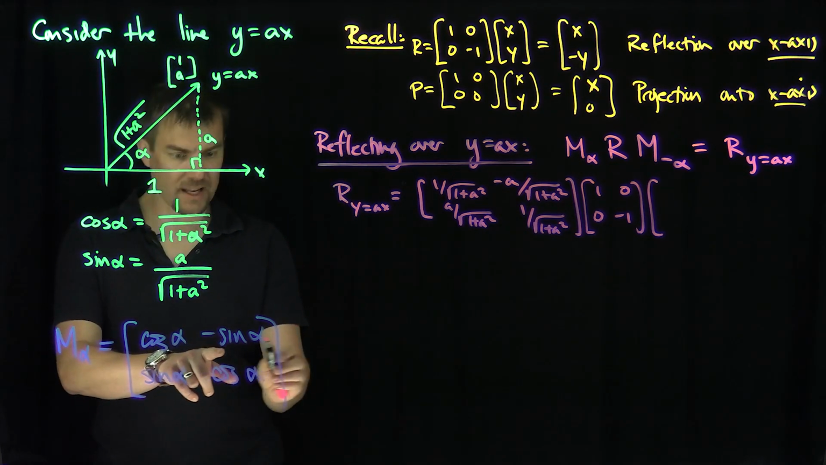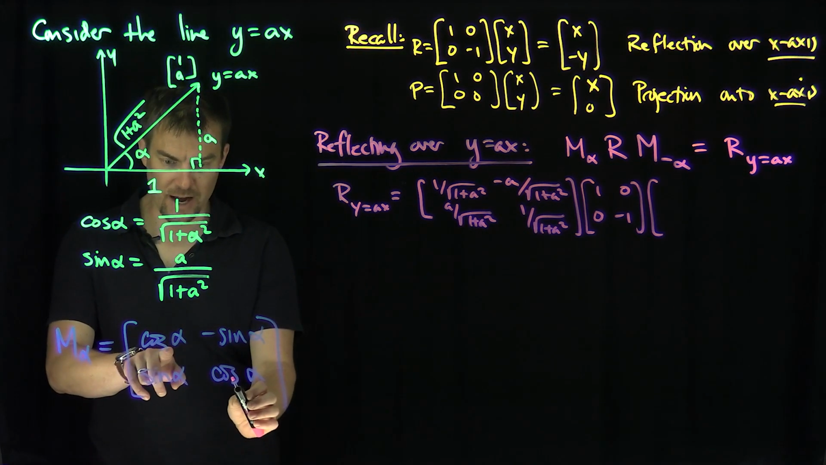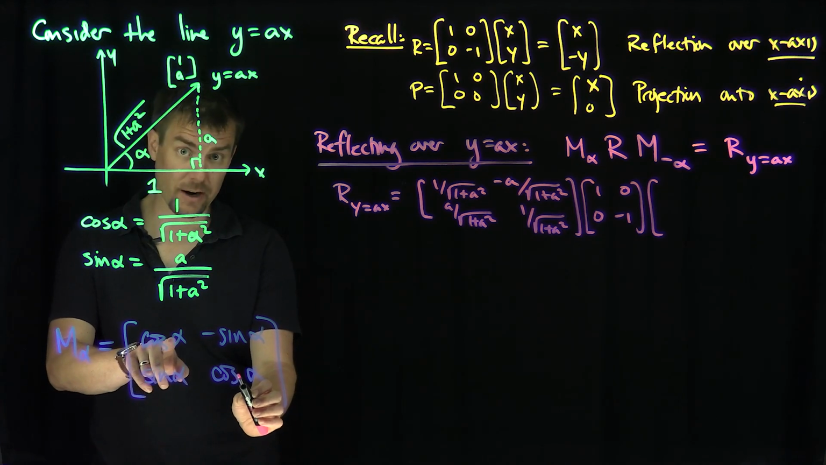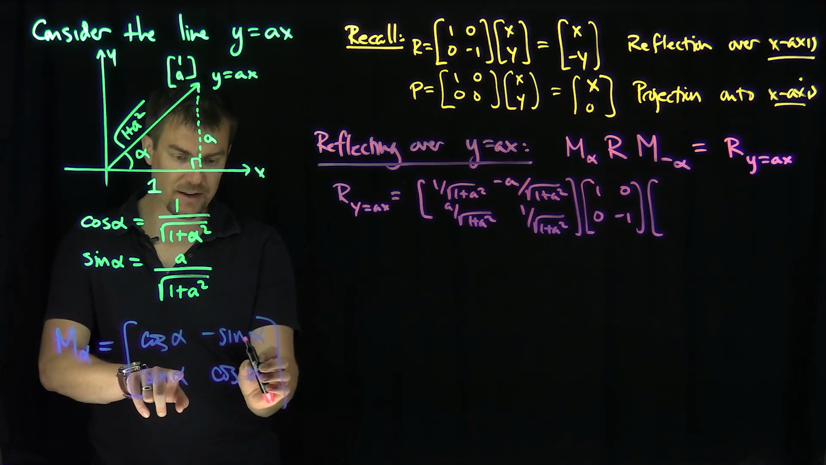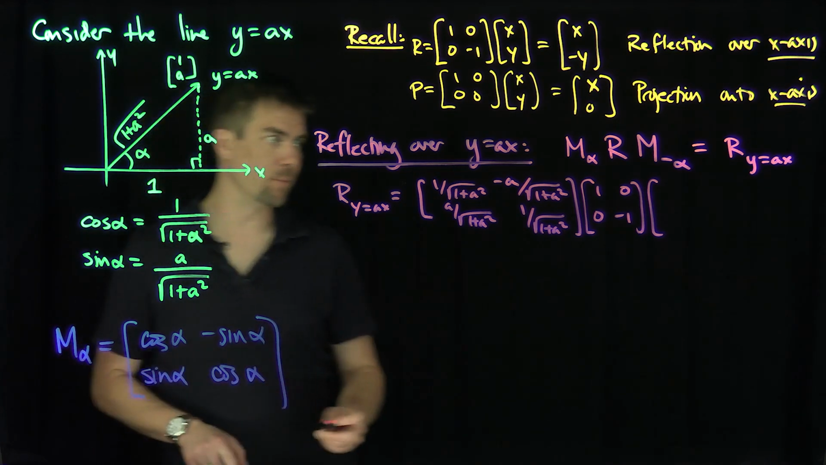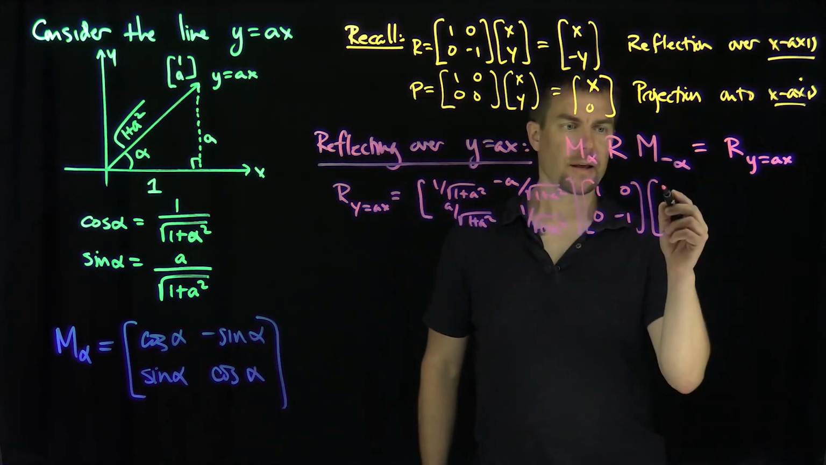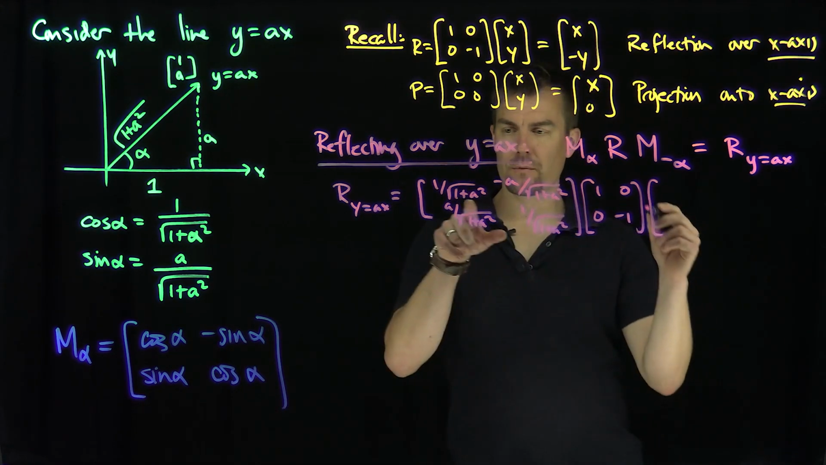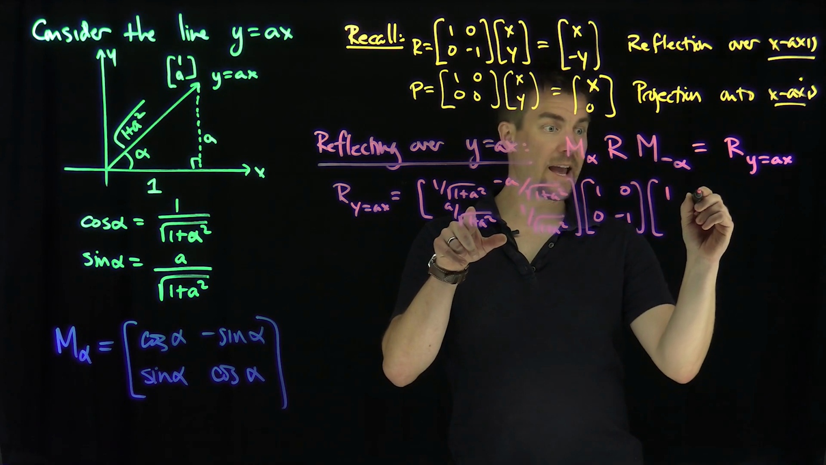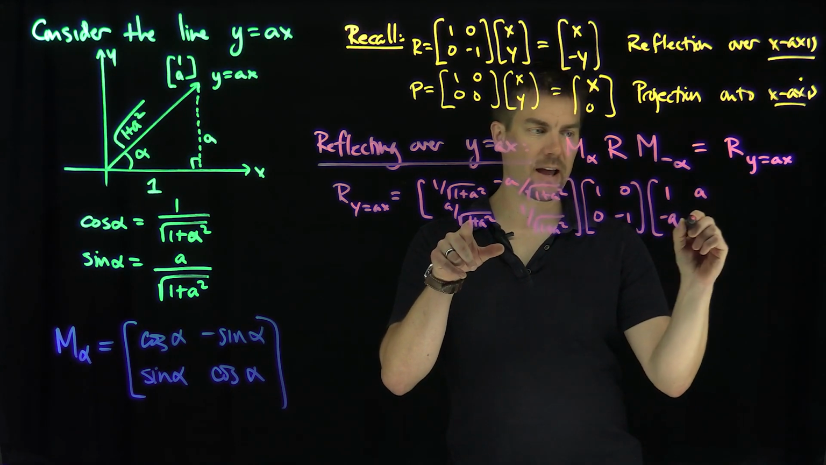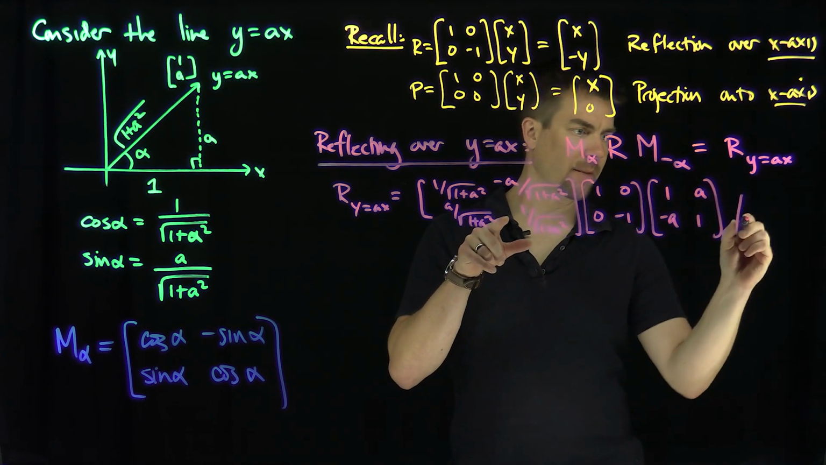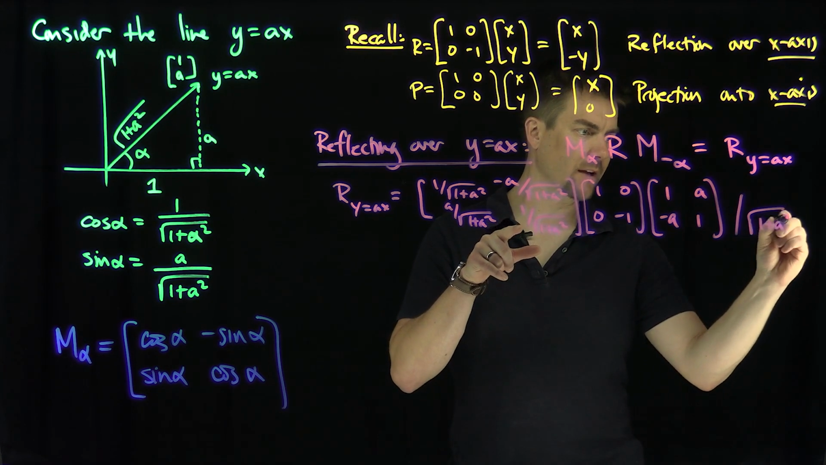This thing with a negative alpha, the cosine is an even function, so it doesn't care. I can just pull out that negative sign, and the sine is an odd function, so these negative signs will flip over here. So I'm going to write this as, pull out the square root, a matrix with 1, a, negative a, and then 1, divided by the square root of 1 plus a squared.